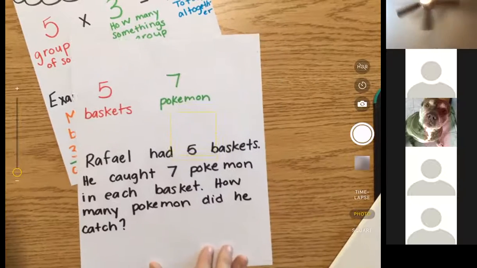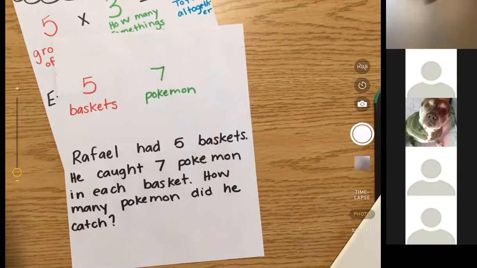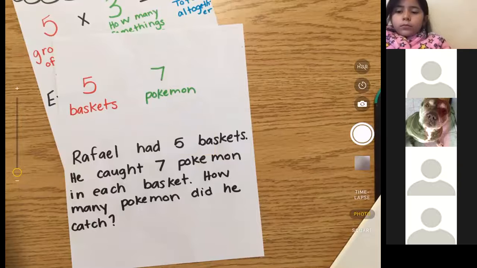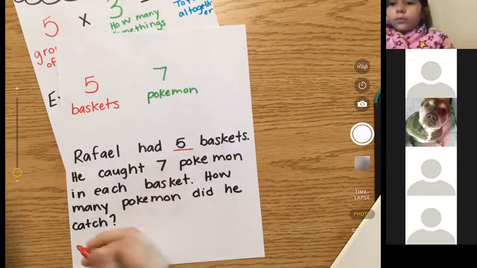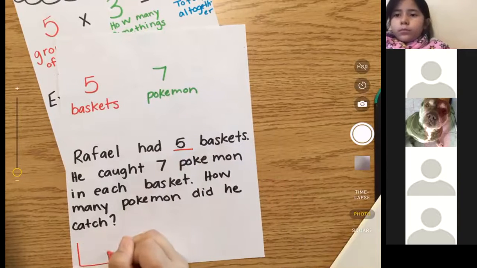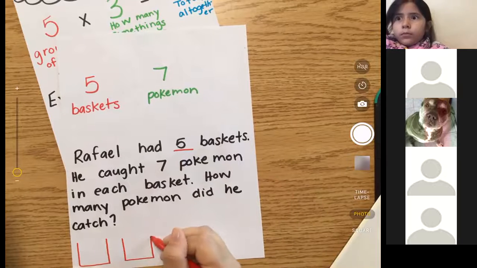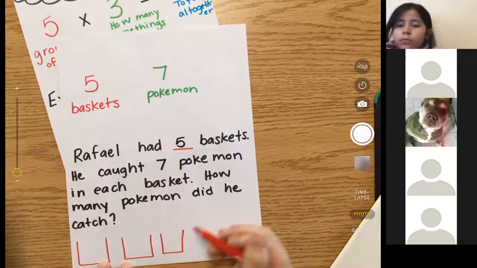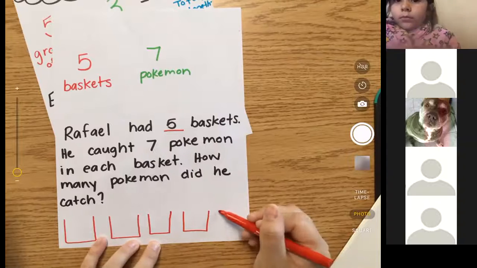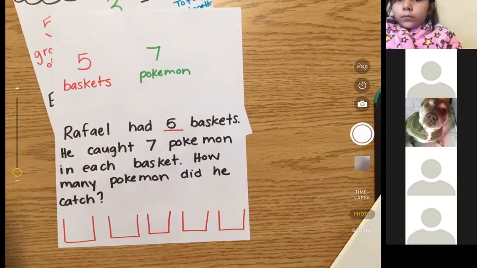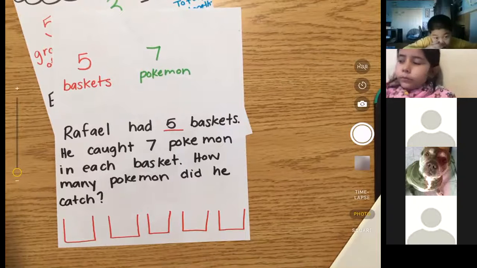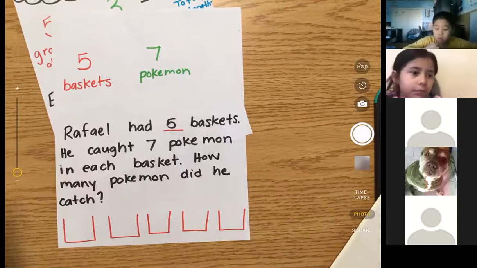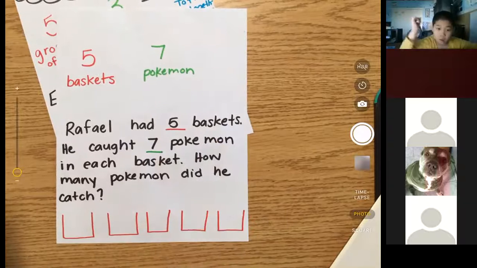Okay, so we just created a word problem that you guys helped me come up with. So now what we're gonna do to solve is I'm gonna draw a picture, right? So I'm gonna draw my 5 baskets. 1, 2, 3, 4, 5. Okay. So we have 5 baskets. Now what I need to do is put 7 Pokemon in each one.